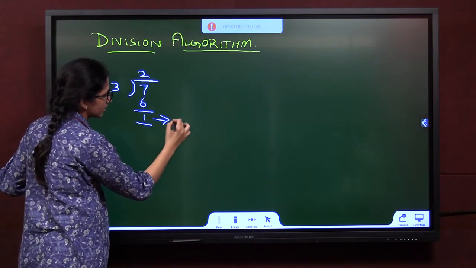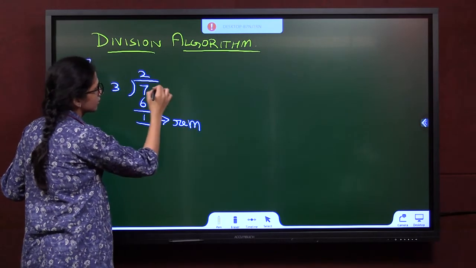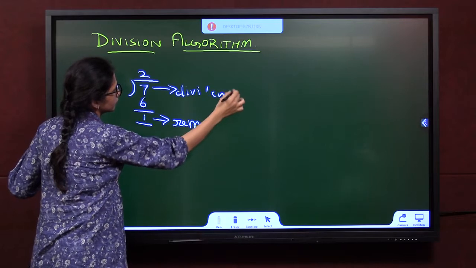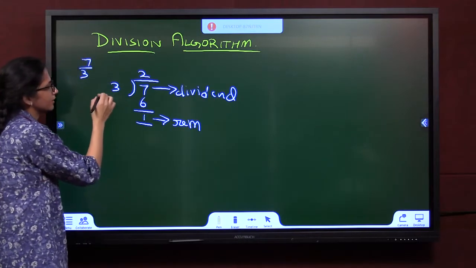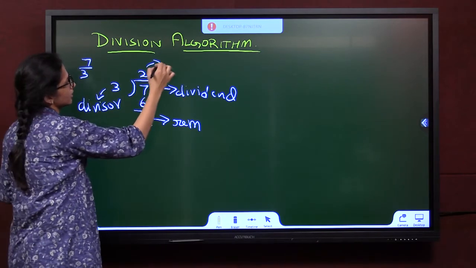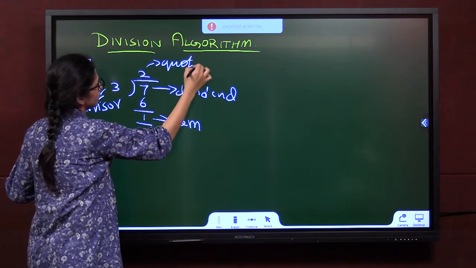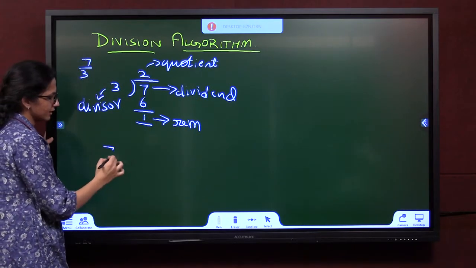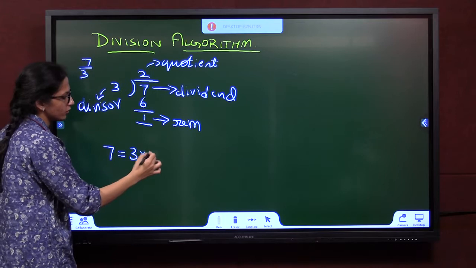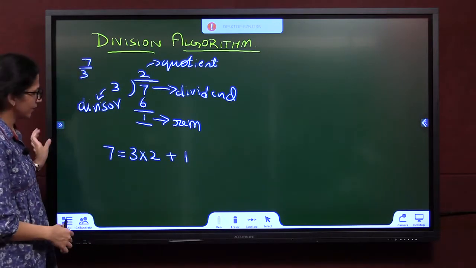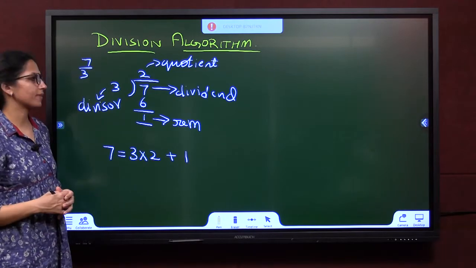This is known as the remainder. This is known as the dividend. This is known as the divisor. This is known as the quotient. So if I had to write this, I would write this as 7 is equal to 3 into 2 plus the remainder 1. Do you agree? 7 is equal to 3 into 2 plus remainder 1.